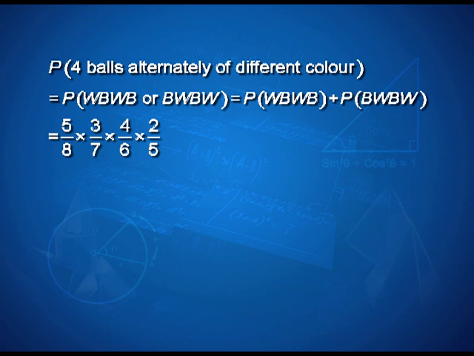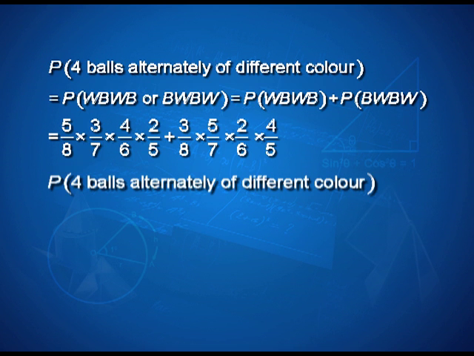Similarly, we can find the probability of black white, where we start with black 3 on 8, white 5 on 7, then black 1 less and 1 total less, remains 2 by 6 into 4 by 5. Simplify to get the probability of 4 balls of alternate colors.